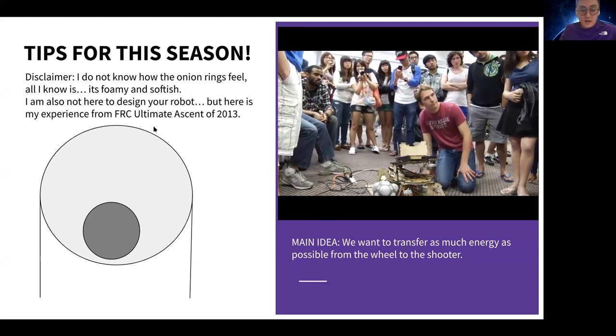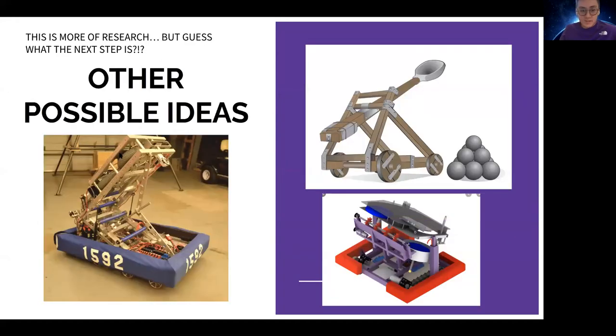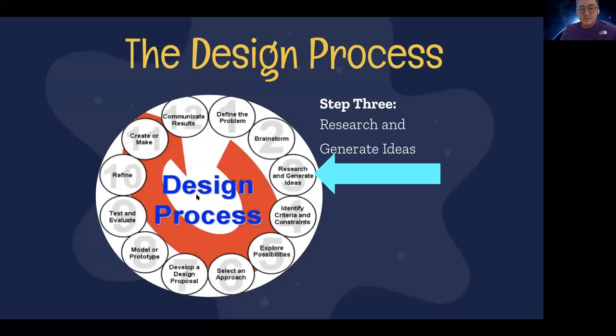So this is more of a brainstorming, and then on the other side we have other ideas. This is a bit of brainstorming, a bit of research, because in the actual process, on kickoff day, a lot of you, even at home, were probably thinking, what ideas could I go with? Your first instinct was probably to go on YouTube to search for different things. Maybe some of you might use Chief Delphi. Probably a lot of you already knew that this might be similar to Ultimate Ascent from 2013 and started searching for robot designs, like Robonauts' design.